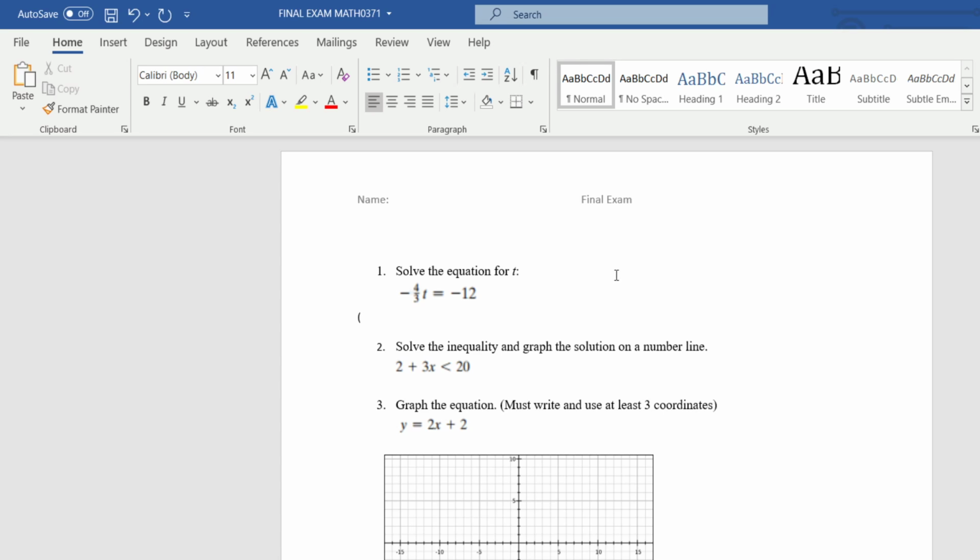The reciprocal of minus 4 over 3 is going to be minus 3 over 4. So we're going to do minus 3 over 4 times the minus 4 over 3t equals the minus 12. And we're going to multiply by minus 3 over 4 here. All I did was multiply both sides by minus 3 over 4. We said the reciprocal of this was minus 3 over 4, so I'm going to multiply both sides by that reciprocal. Minus 3 over 4 times this side, minus 3 over 4 times this side. Okay, so we're going to multiply both sides by that.